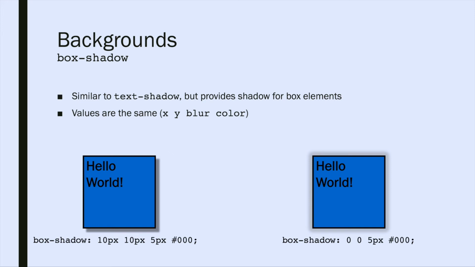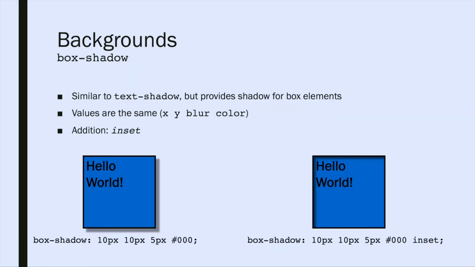On the right, we have a glowing effect by setting the X and Y to 0 and setting the blur to 5 pixels. So this way, since the X and Y is set to 0, the 5 pixel blur allows for a glow around the actual box. One big difference between box shadow and text shadow is that box shadow also allows for the inset value. So if you have the X, Y, blur and color and you add inset, now instead of the shadow being on the outside, the shadow is now on the inside. Using the exact same distance, X and Y values, it's just now coming from the inside of the box versus the outside.